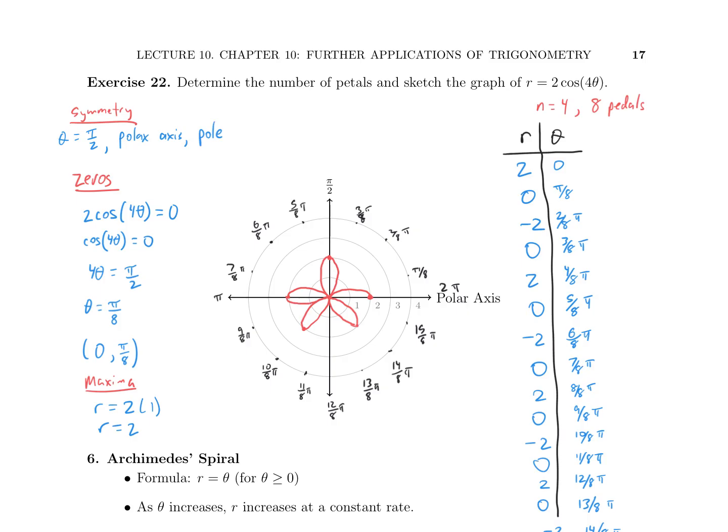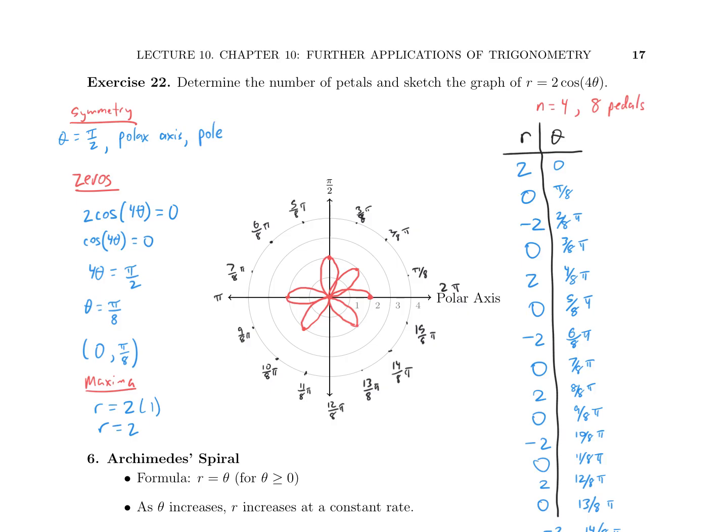And then at 10/8 pi, 10/8 pi is this one right here. You're going to go -2. So instead of going this way, you're going to go in the opposite direction. So it's going to start to graph this petal over here. And then back to 0. And then that takes care of 11.